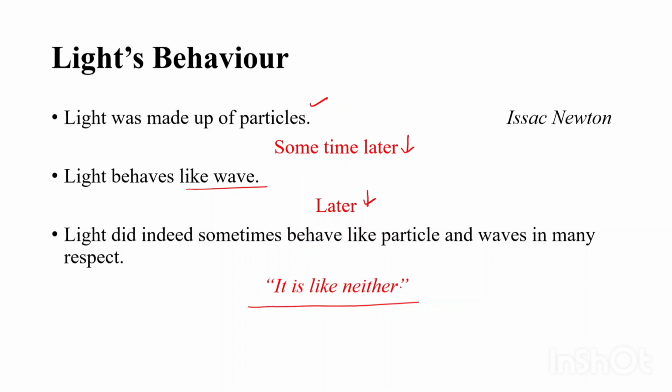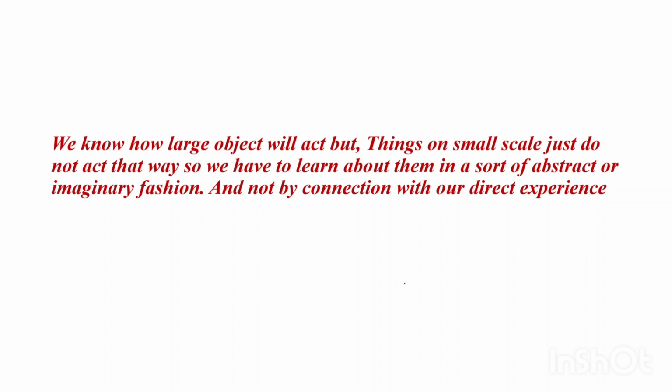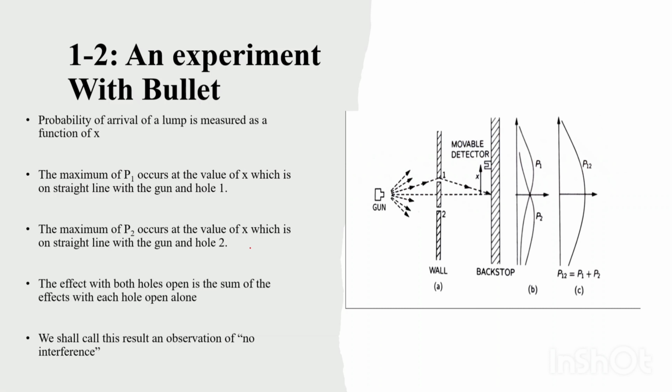Okay, so we know how large objects will act, but things on a small scale just do not act that way. So we have to learn about them in a sort of abstract or imaginary fashion, and not by connection with our direct experience. So I'm going to cover an experiment which you have to imagine in your mind. Our first experiment is an experiment with bullets.